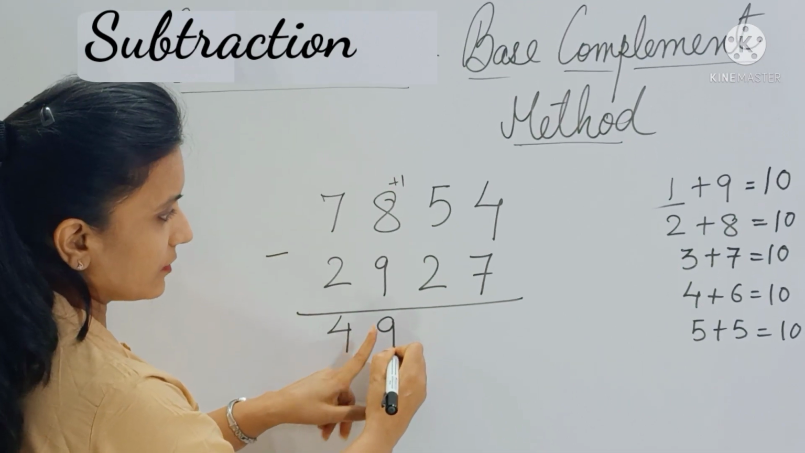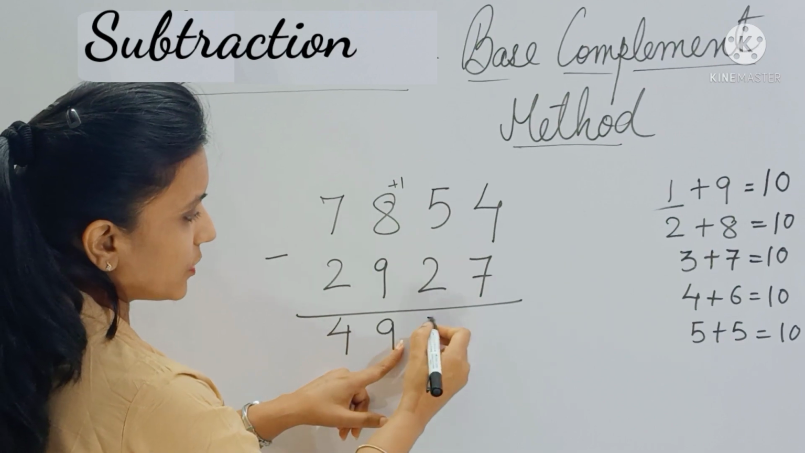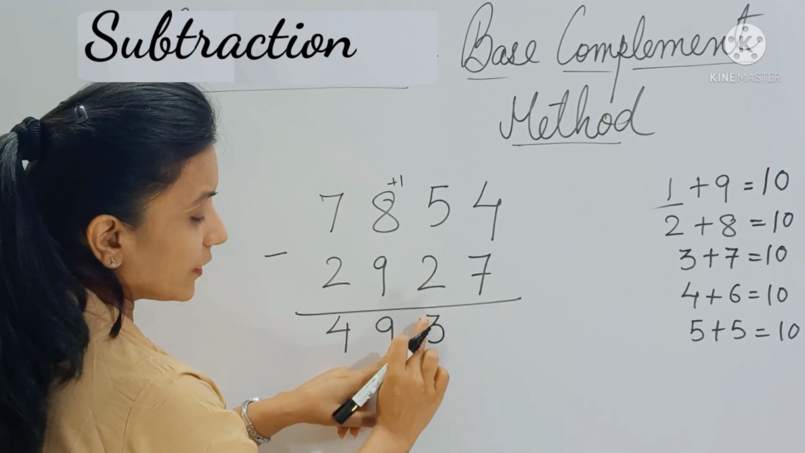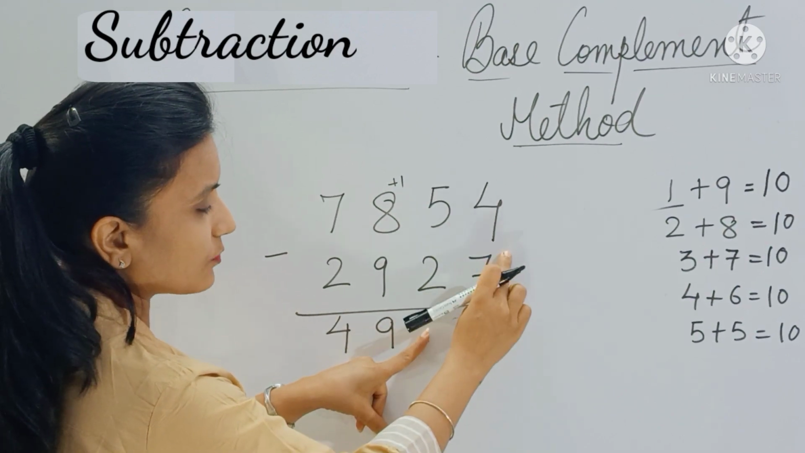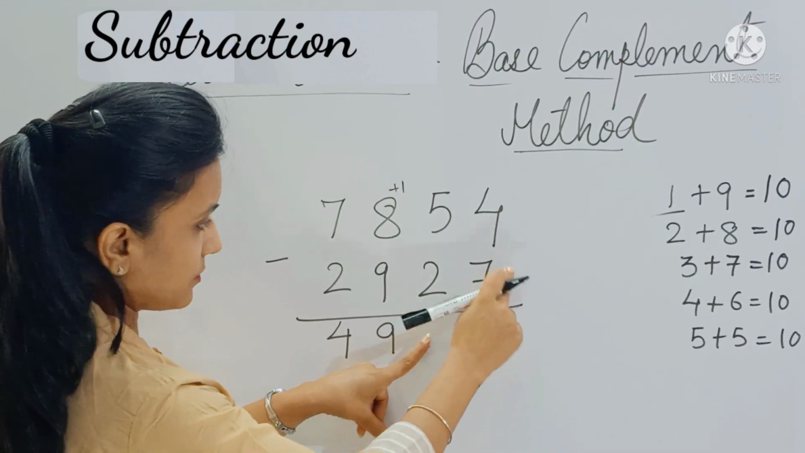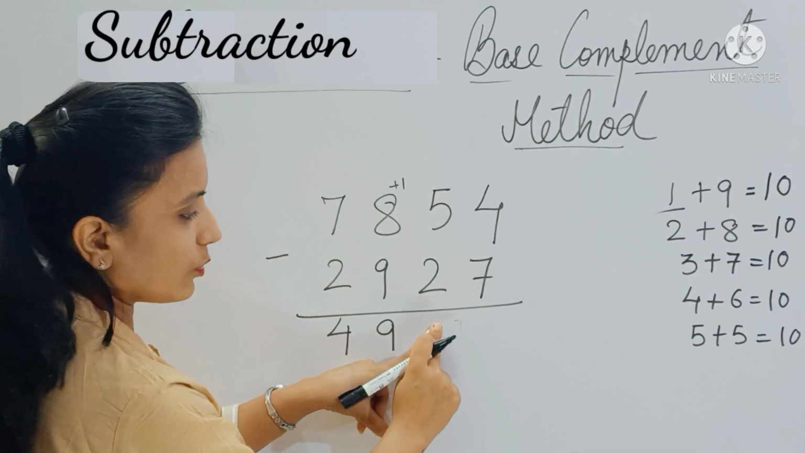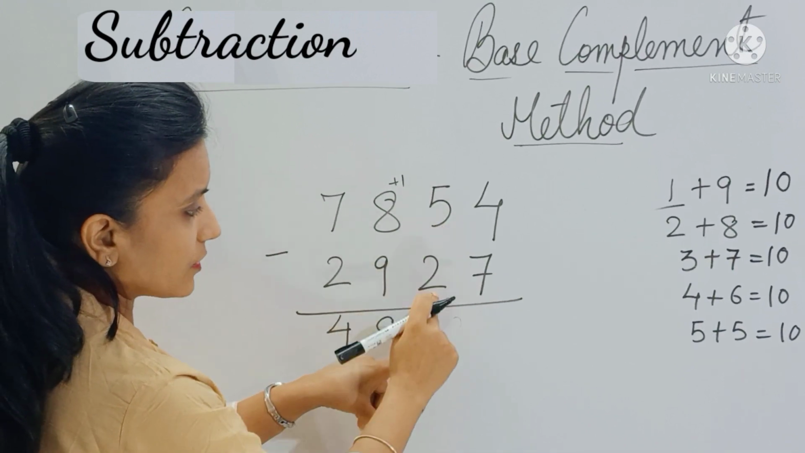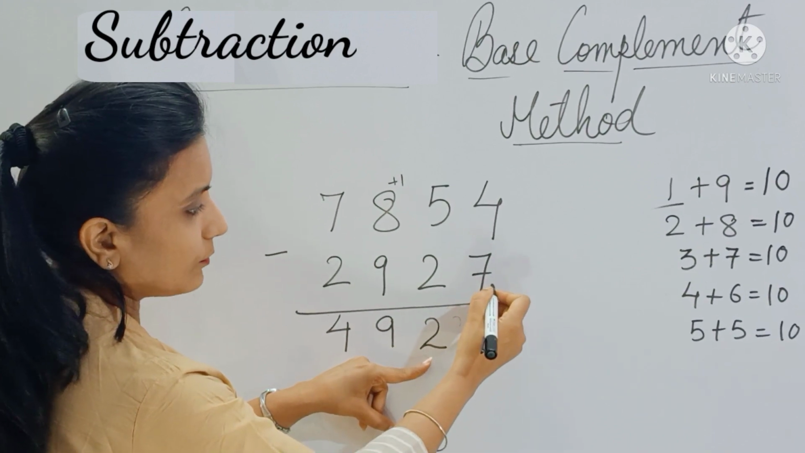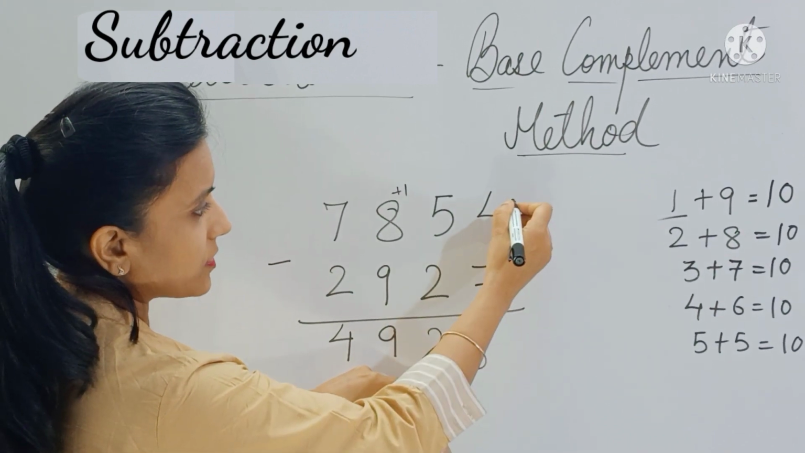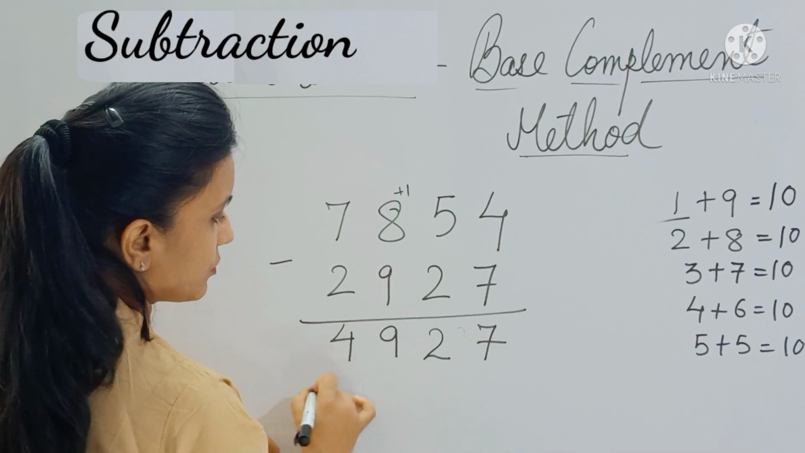So write 9 here. Now here 5 minus 2 is 3, and again don't write 3. First you check: is the subtraction possible? No, it is not possible. So you reduce this by 1 and write it down. So 5 minus 2 was 3, so we will write 2 here. And here again the complement of 7 is 3. 3 plus 4 is 7. So this is your answer.